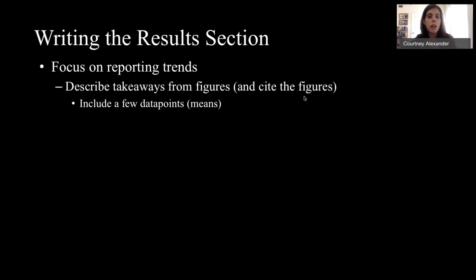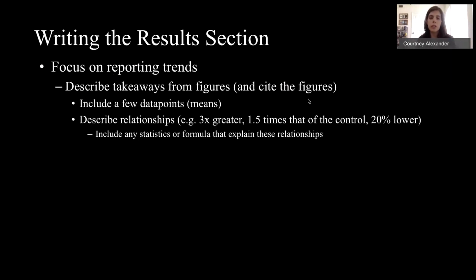You want to focus on trends. So describe the takeaways from a figure and then cite the figure in parentheses, and include the means as your main data point. So saying this group is higher than that group, with a mean of this versus a mean of that. And then you want to say what the relationships are. This group is 3 times greater than that group, or 20% lower, or 1.5 times the control. And then you want to include any statistics or formula that you used to get those relationships.